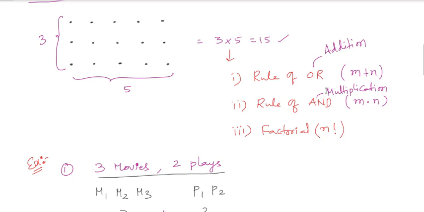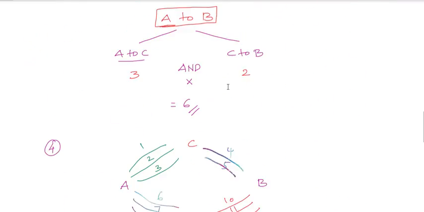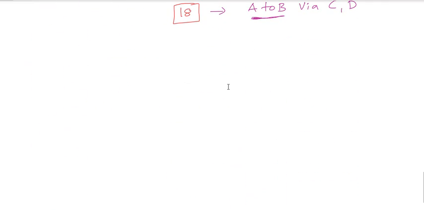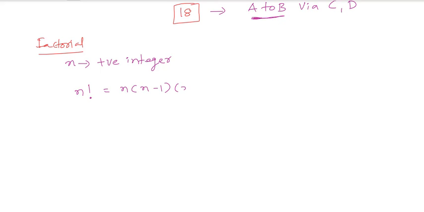Then the last one will be the factorial. Am I right or not? So that also you take. Factorial. For this factorial, n is a positive integer here. In this factorial, all of you know that properly. Factorial means n is a positive integer, where if I take n factorial, I can represent it as n into n minus 1, n minus 2, and so on, down to 2 into 1. Am I right or not?